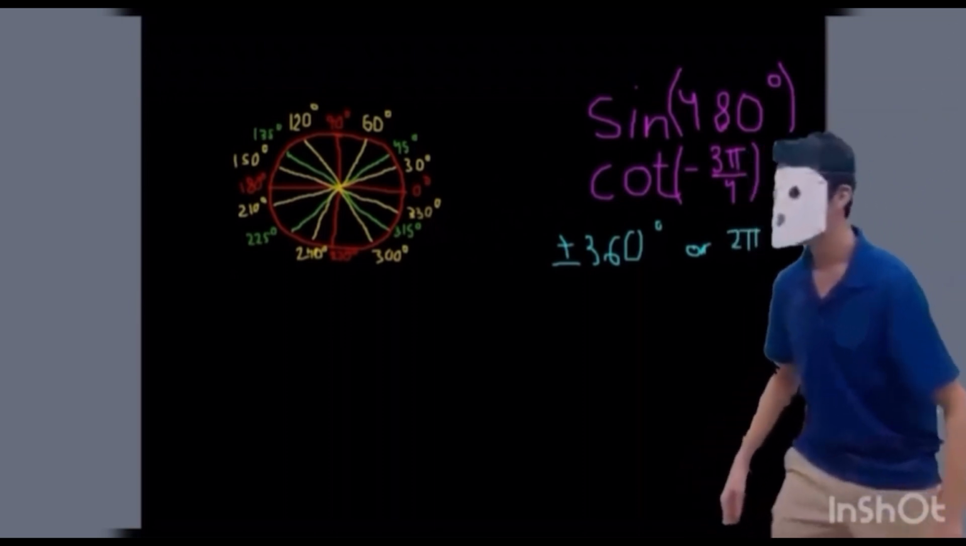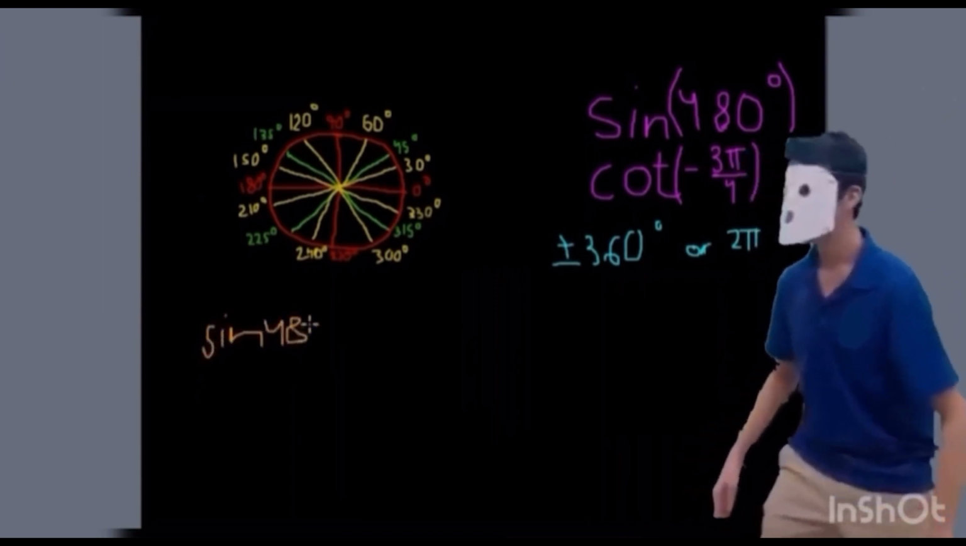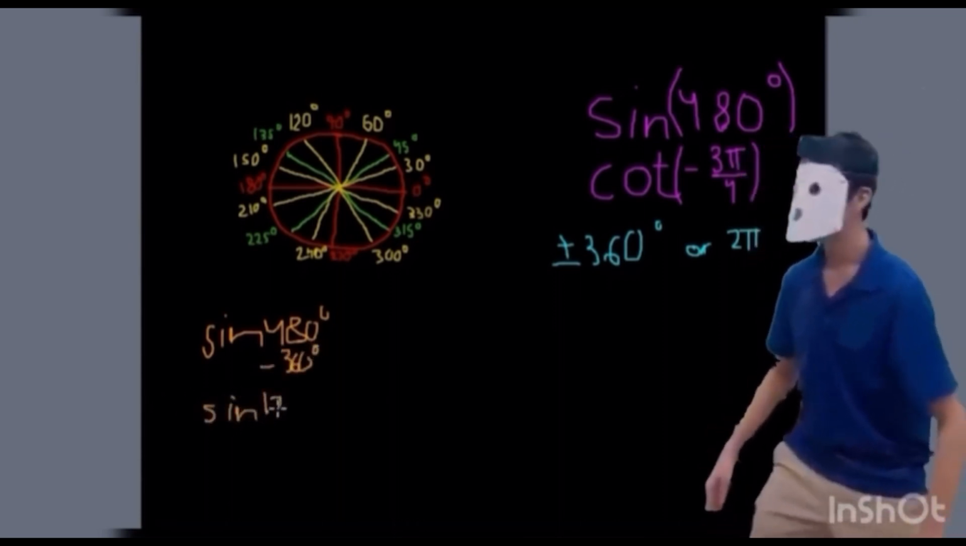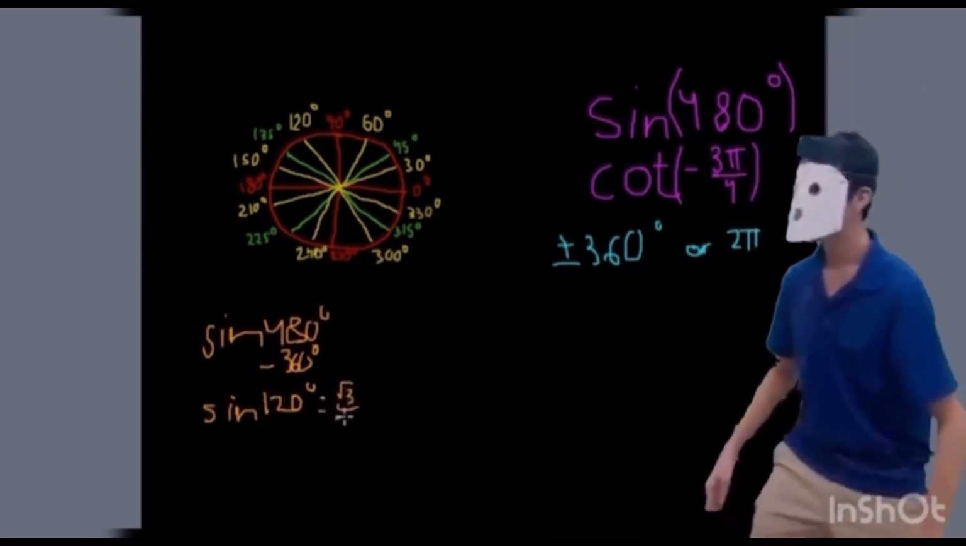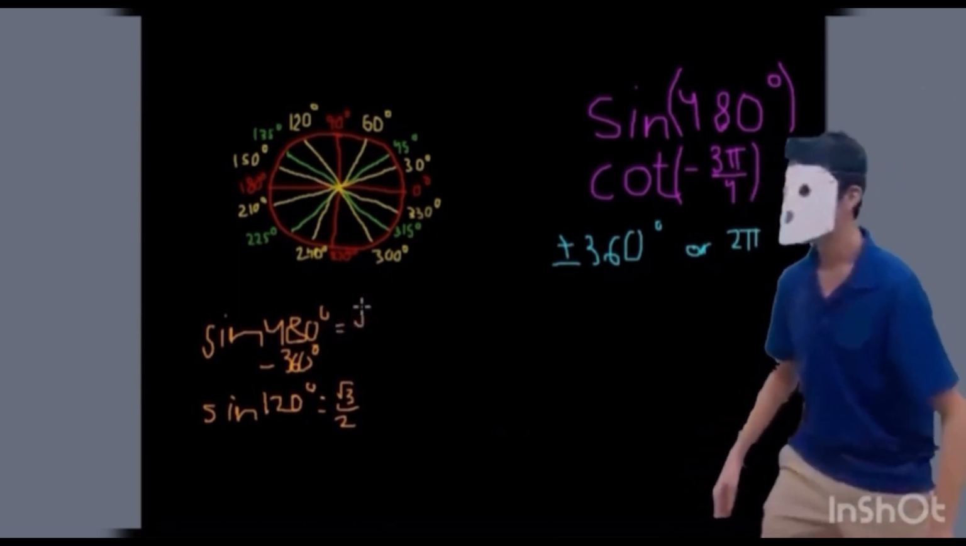For example, with sine of 480 degrees, all you gotta do is subtract 360 degrees from it, and you would get sine of 120 degrees, which would be square root of 3 over 2. Which means sine of 480 degrees is equal to square root of 3 over 2.